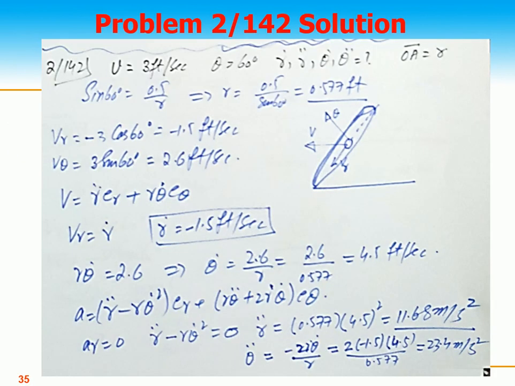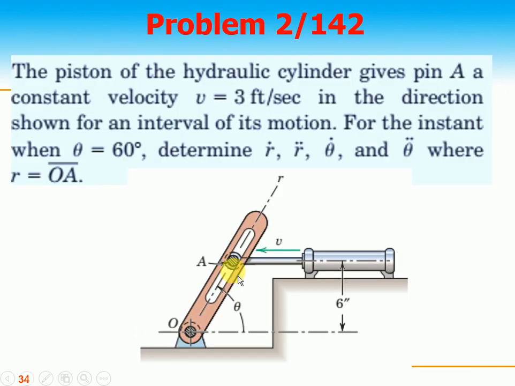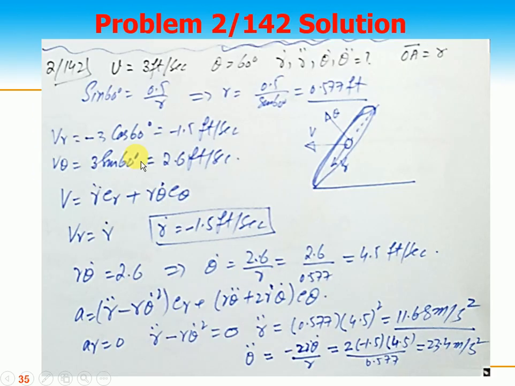This is the velocity, and this is the angle. So this angle is theta. This velocity has a component of cos, which is along this, minus 1.5 feet per second, and theta is the positive direction, 3 sine of 60, 2.6 feet per second.